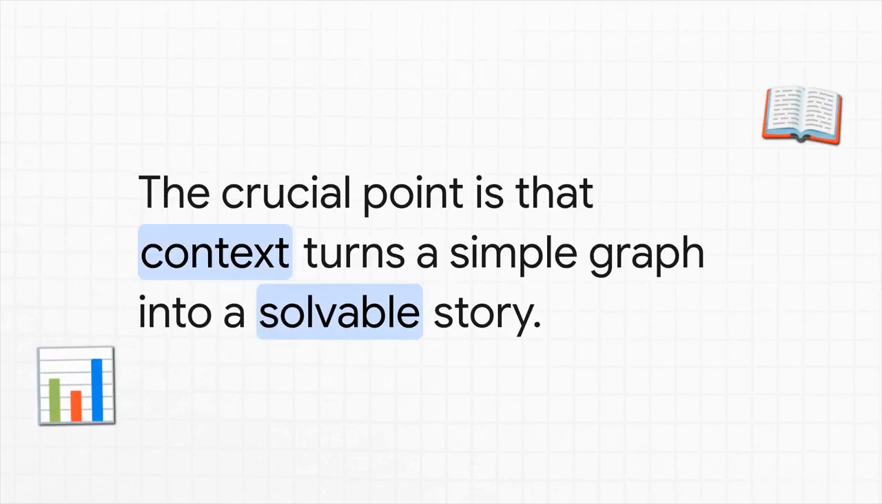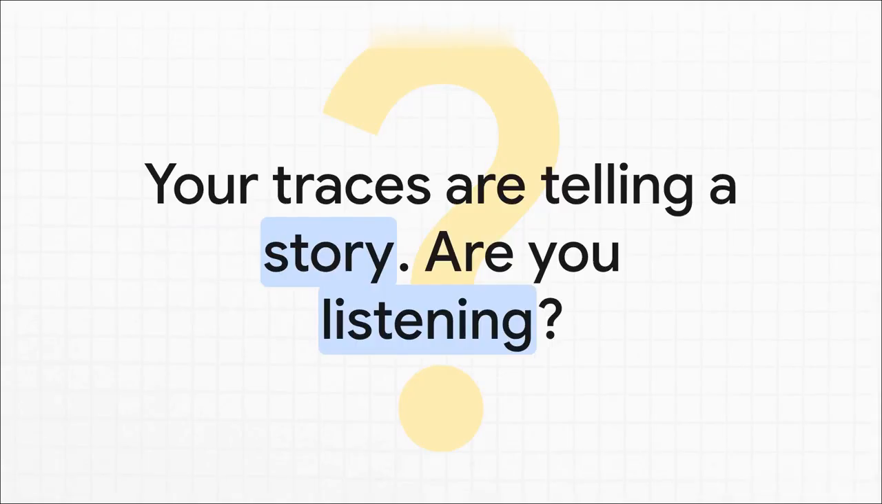So here's the bottom line. Without context, a distributed trace is just a pretty waterfall graph. It's just data. But when you add context, the SQL query, the user tier, the customer ID, that data turns into a story, a solvable story. Every slow request, every error in your system is trying to tell you something. Your traces are telling that story. The only question is, are you giving them the context they need so you can actually listen?